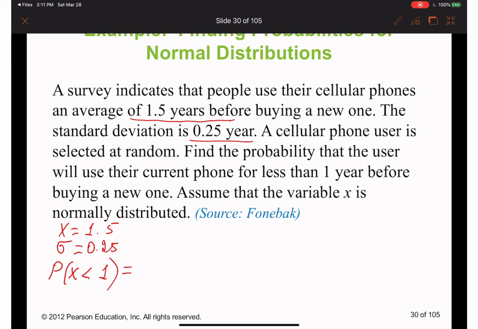Okay, and we assume that the variable is normally distributed. It's crucially important. If it's not normally distributed, we cannot apply the z-score method. So I would recommend you write down this data so you can follow me, because I'm moving to the next slide.